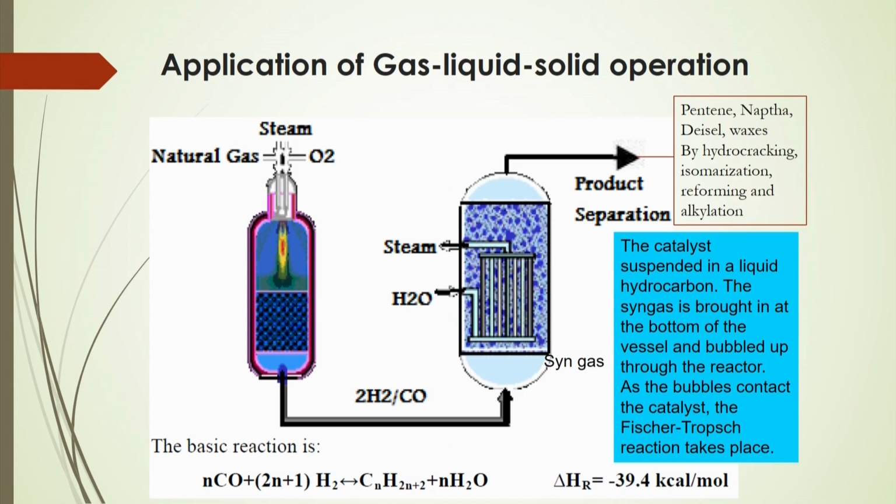So there are 3 phases, and after mixing at a certain temperature and pressure, the synthesis gas is converted to different products like pentane, naphtha, diesel and wax. After upgrading this product mixture, you can get separate pentane, naphtha, diesel and waxes by hydrocracking, isomerization, reforming and alkylation processes. So this is one important process of gas liquid solid operation. It is called the slurry bubble column reactor, in which this operation is done.